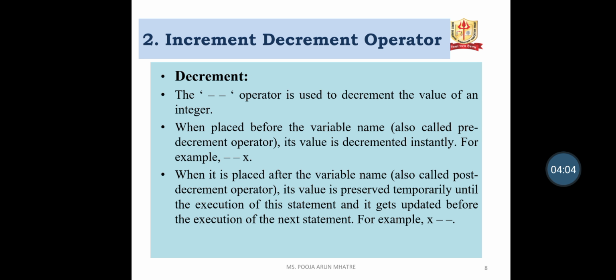Decrement. The minus minus operator is used to decrement the value of an integer. When it is placed before the variable, it is called pre-decrement, that is minus minus x. When it is placed after the variable, it is a post-decrement operator, and it temporarily preserves the value during the execution of the statement, and then it gets updated. For example, x minus minus.